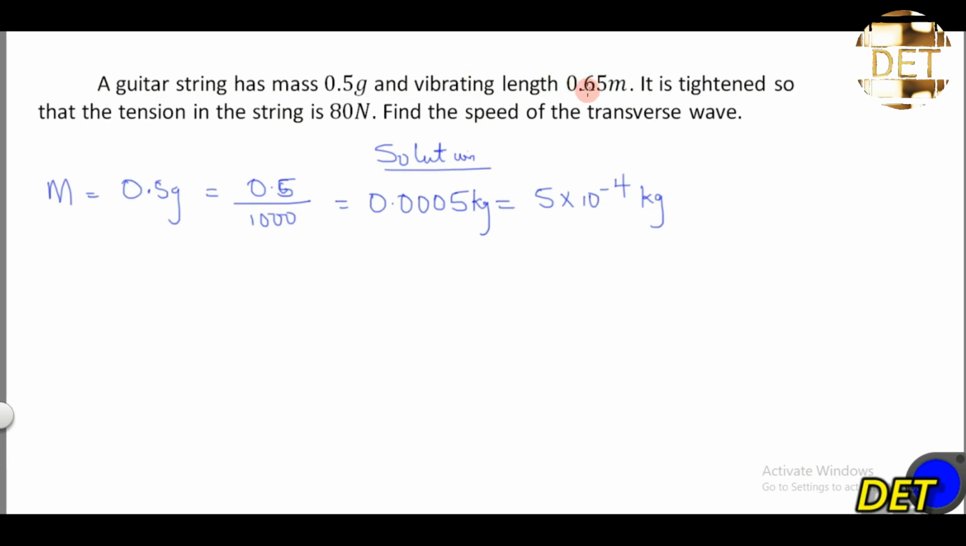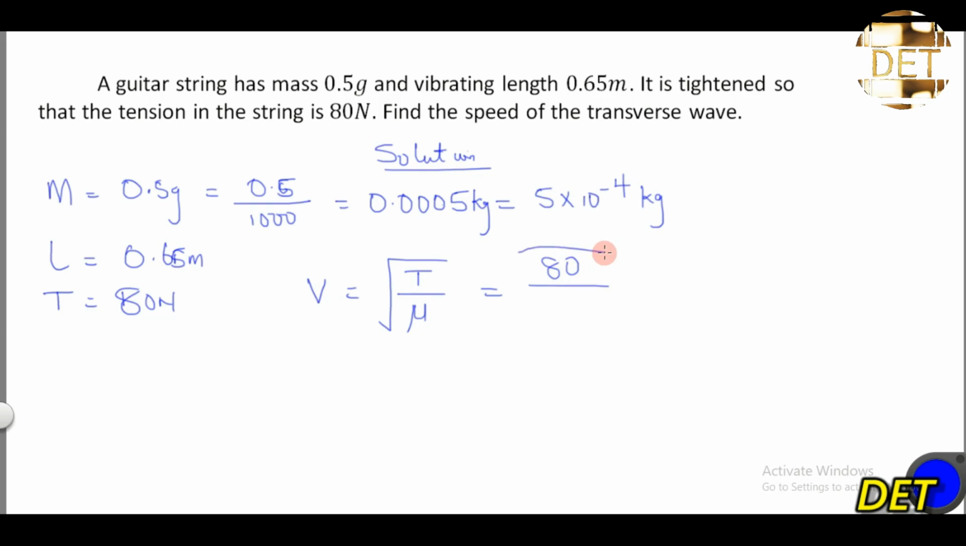And vibrating length of 0.65 meters. So the length of the guitar string is 0.65 meters. It is tightened so that the tension in the string is 80 Newton. So the tension in the string is 80 Newton. Find the speed of the transverse wave. So the speed of transverse wave, V, is equal to the square root of T divided by the linear mass density. Our tension is 80 divided by the linear mass density.